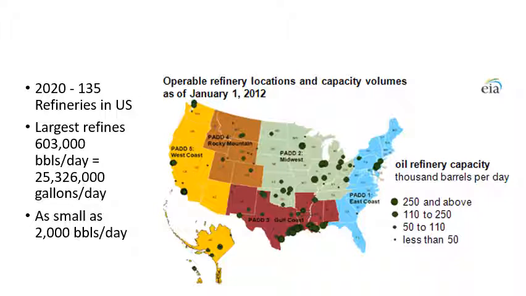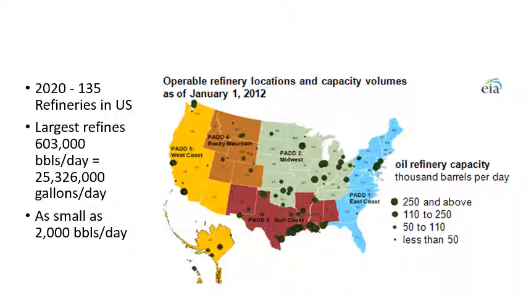Here's the distribution of the refineries and their relative sizes around the U.S. In 2020, there were 135 refineries in the U.S. The largest one refines 603,000 barrels per day, or 25 million gallons per day. The smallest can be as small as 2,000 barrels per day. You'll notice where they're clustered, down in Pad 3, the Gulf Coast. That's because we get a lot of imports of crude oil into that area, and so we want to refine the crude oil as soon as it's taken off of the boats.